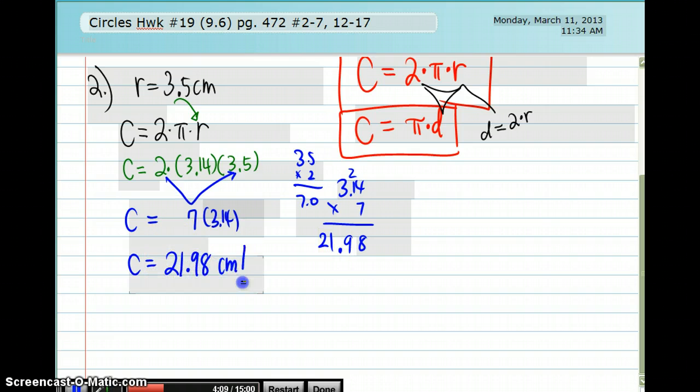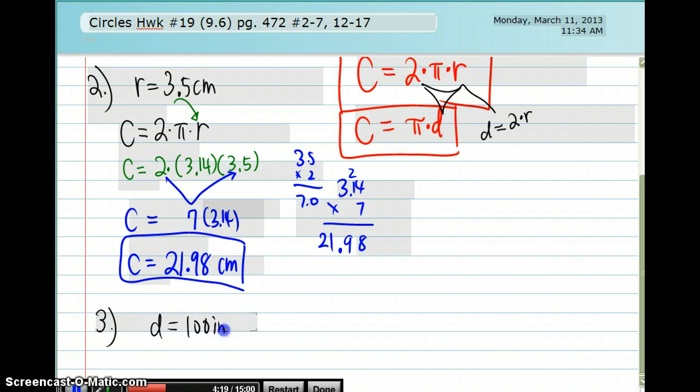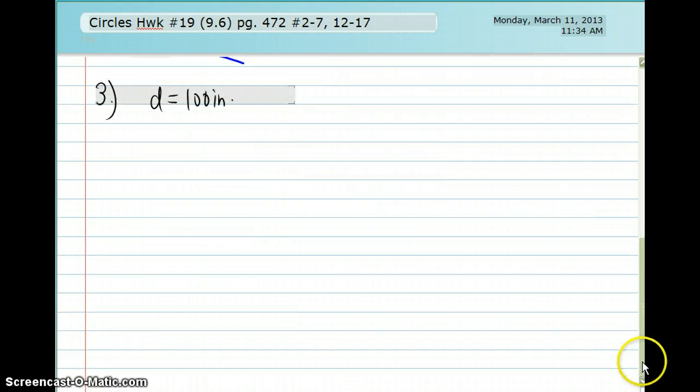21.98 centimeters is the circumference of a circle when the radius is 3.5 centimeters. Very good. Number 3, they tell us that the diameter is 100 inches. Awesome, 100. I love working with hundreds. It's going to make my multiplying a lot easier, especially as I'm using decimals.